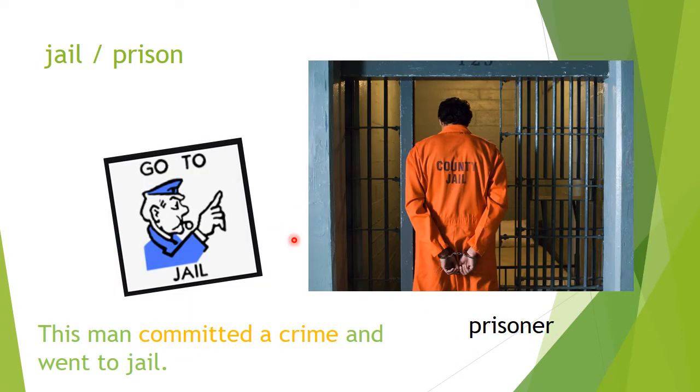So we can say, see, this man is going to jail. This man committed a crime and went to jail or went to prison. So this is the past tense. Note the double T here.